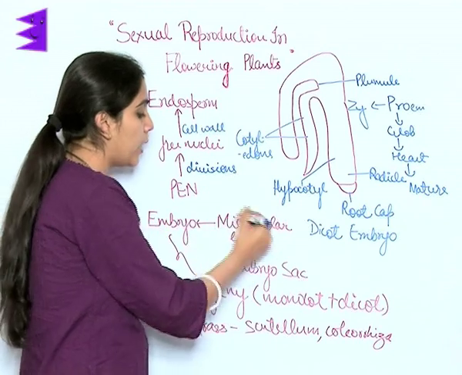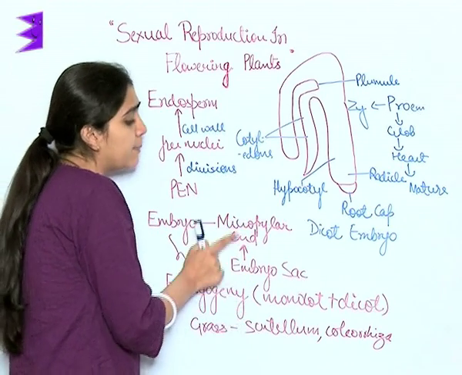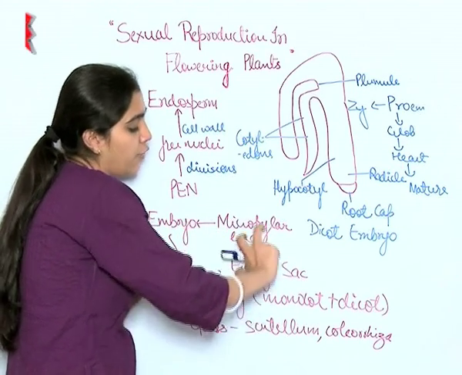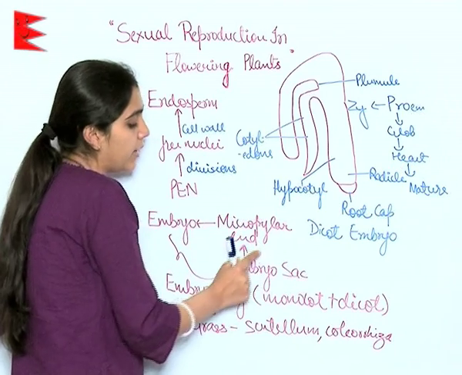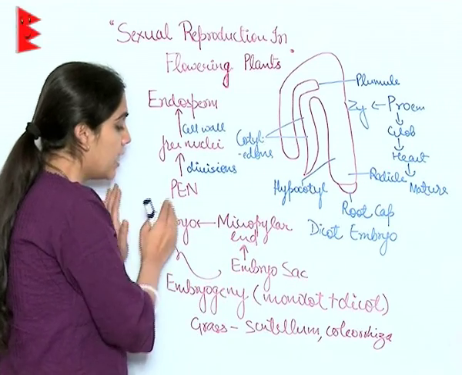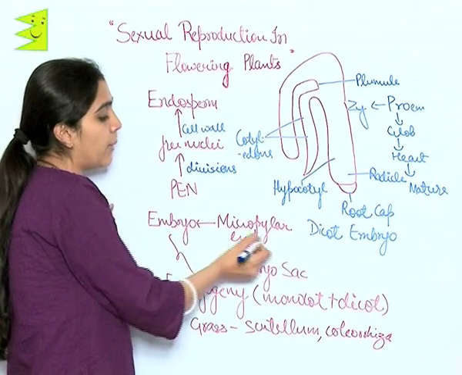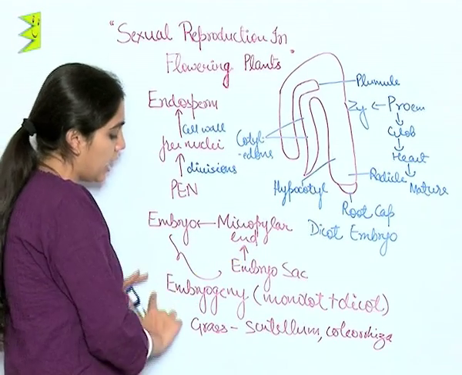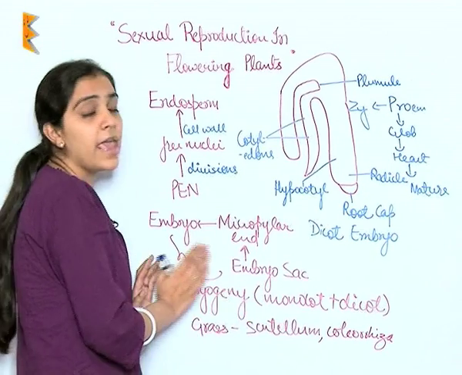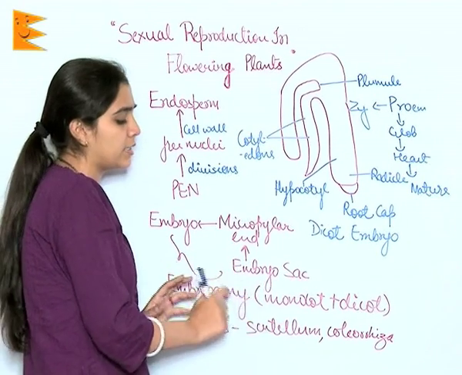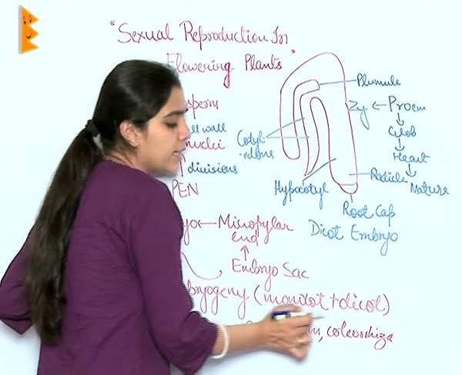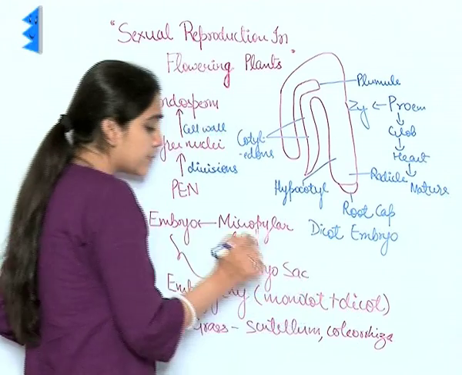Now the embryo starts forming at the micropylar end of the embryo sac. This development of the embryo at the micropylar end of the embryo sac is known as embryogeny. Embryogeny is similar in the case of both monocotyledons as well as dicotyledons.